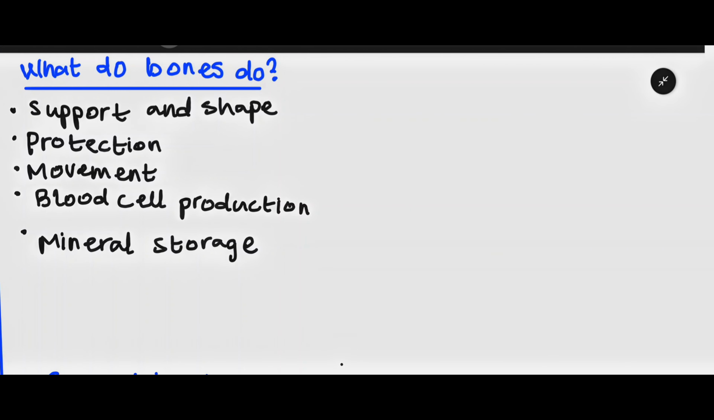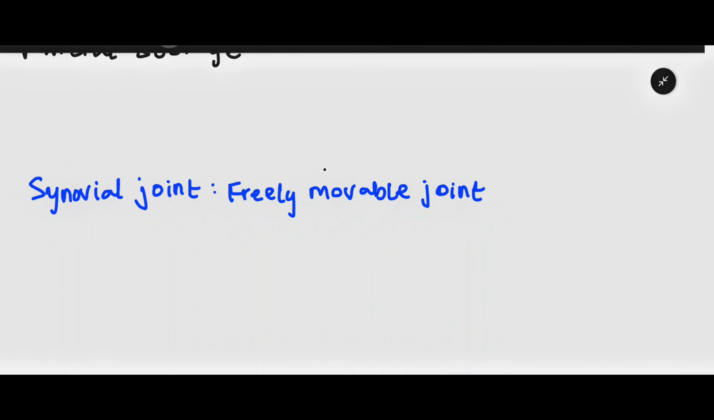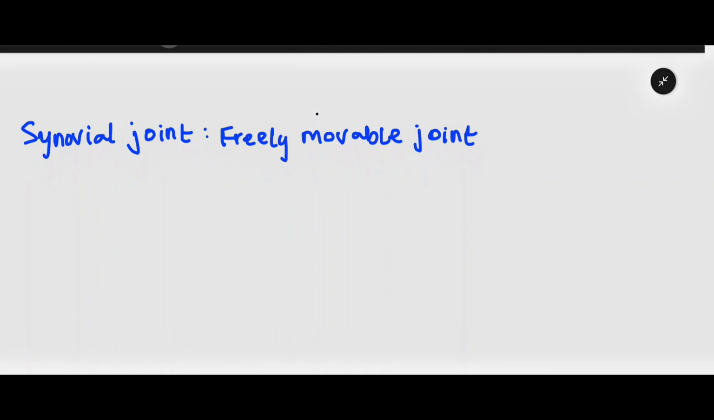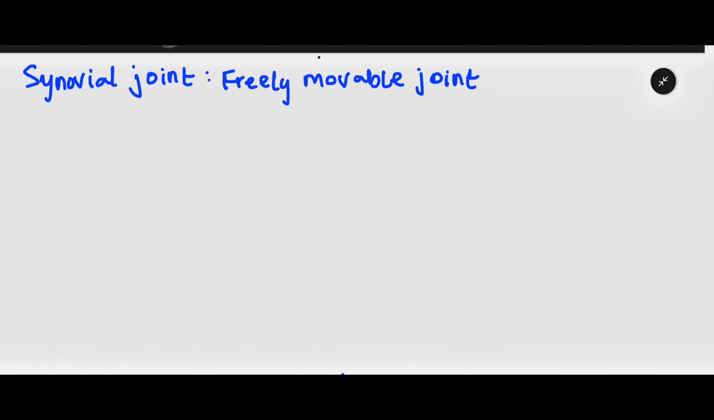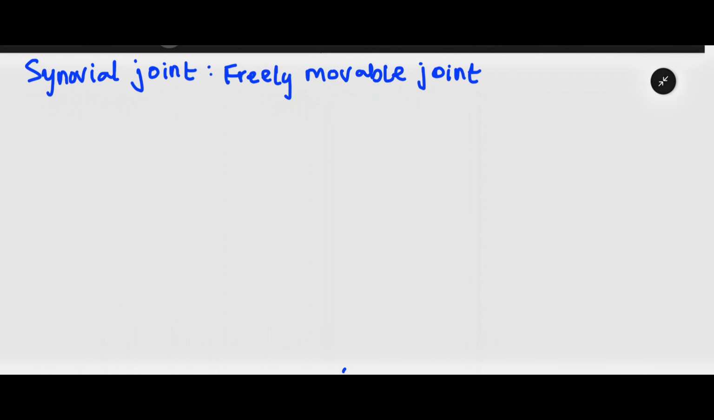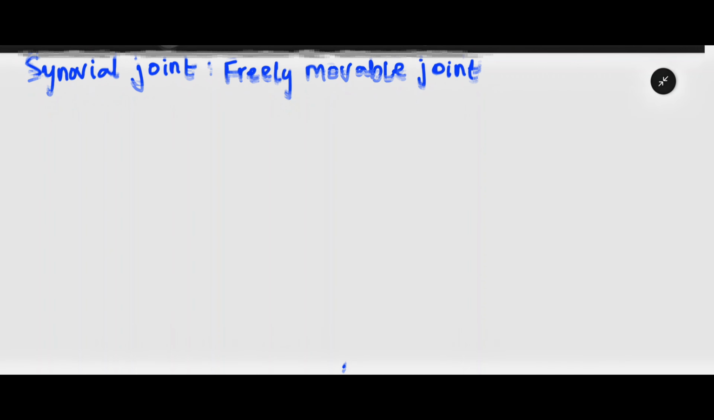Okay, now we're going to look at joints. A joint is simply where two bones meet. And you have a bunch of different types of joints. A lot of them don't move, but the ones we're looking at in this course are called synovial joints, which are joints that do move. So synovial joints are freely movable joints, and that's where movement occurs.